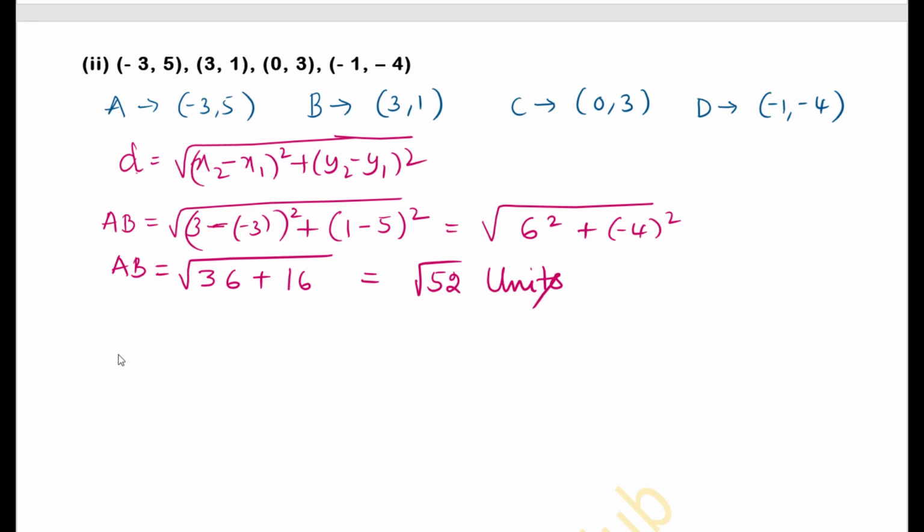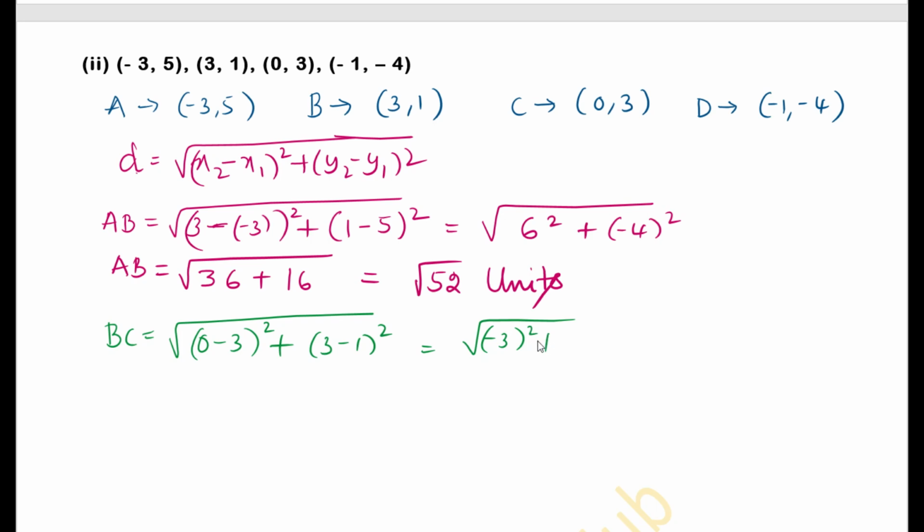Now we'll find out the length BC by using the distance formula again. BC equals 0 minus 3 whole square plus 3 minus 1 the whole square. We get 0 minus 3 is minus 3 whole square plus 3 minus 1 is 2 square. BC equals minus 3 square is 9, 2 square is 4. We get 9 plus 4, which is root 13 units. We got BC as root 13 units.